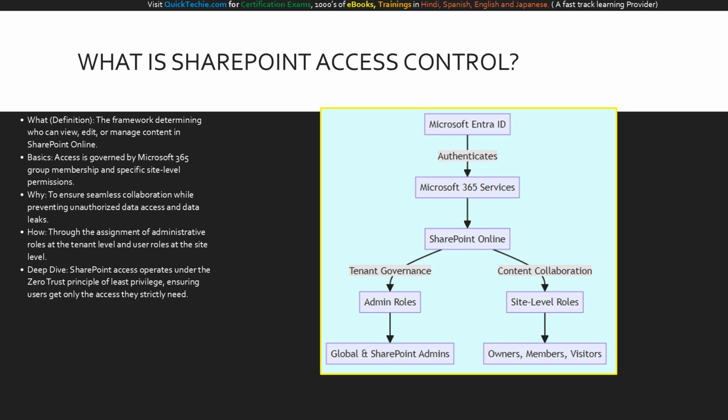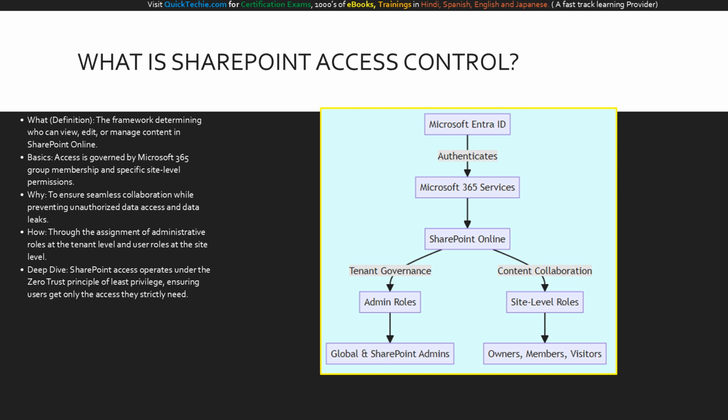The how begins by understanding that permissions exist on two planes, the tenant level for IT administrators and the site level for everyday business users. As we deep dive today, keep the zero trust principle of least privilege in mind. It dictates that users should be granted only the minimum level of access necessary to perform their tasks. This principle is the bedrock of everything we will build today.